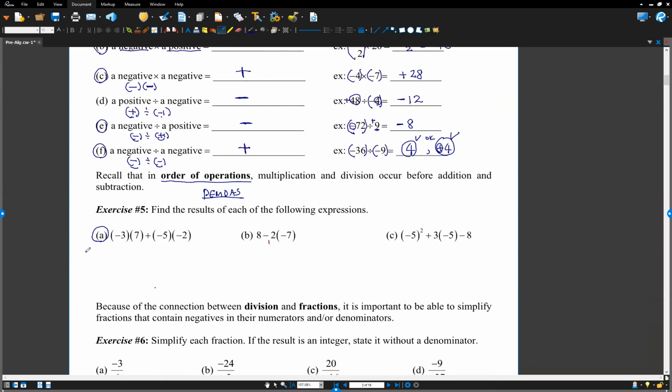Negative 3 times 7, different sign numbers. One is negative, the other one is positive, and the result is negative. Negative 5 times negative 2. Okay, everybody try this one, number A, and give me your answer, okay?